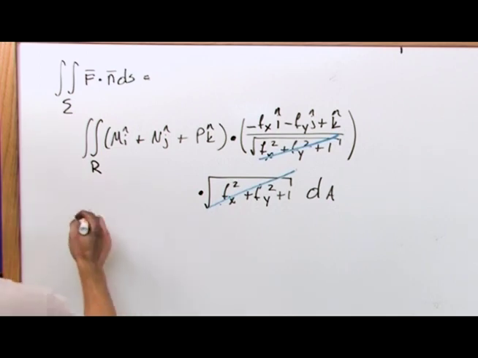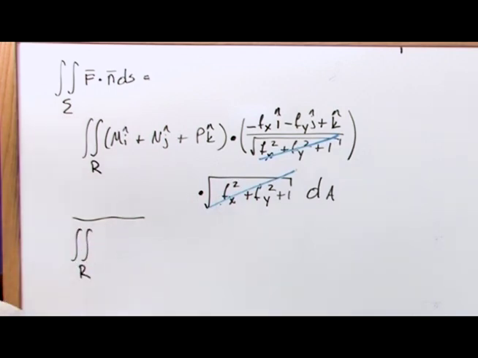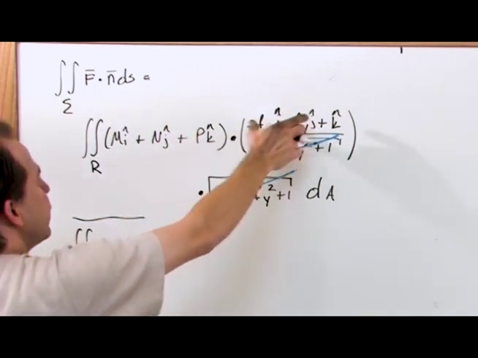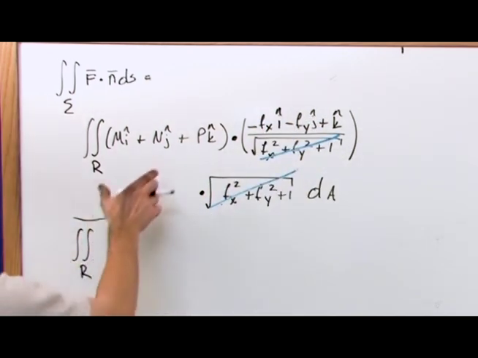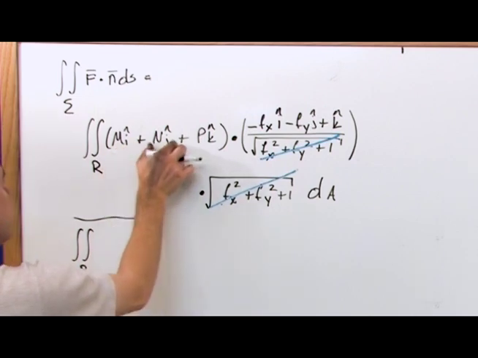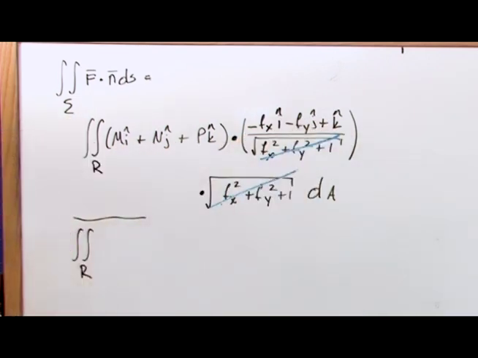So what you're going to actually have at the end of the day when you look at this is this double integral over the region R, and what you're going to be doing is dotting this vector field into this stuff right here, okay? So let's go ahead and do that dot product right now. Let's dot each component into the components there. This guy is going to cancel, so he doesn't even matter.